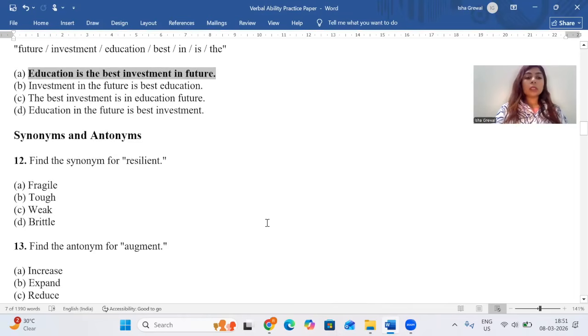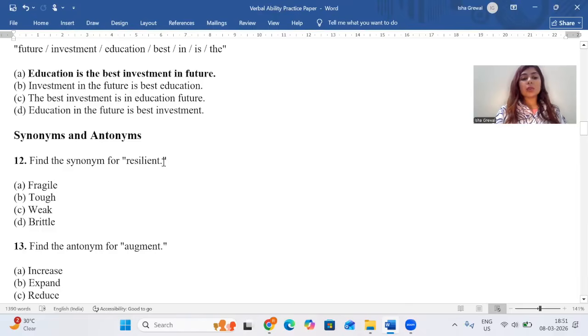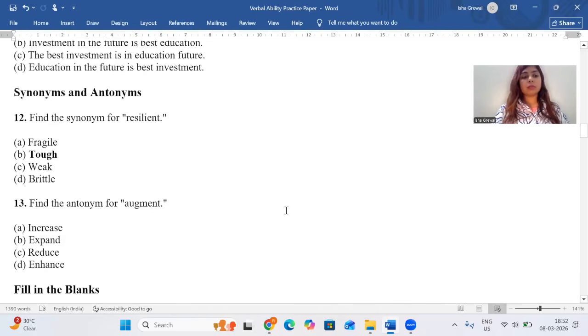Now question number 12 is asking you to find the synonym. Synonym means similar word, right? So resilient is the word that is given to you. Fragile, tough, weak, brittle. Now see, as I told you, odd one out. Resilient means somebody who is able to face problems and is consistent in his approach. Fragile, weak, brittle means easily broken, weak. So tough is the only synonym given over here for the word resilient. Resilient means tough, right?